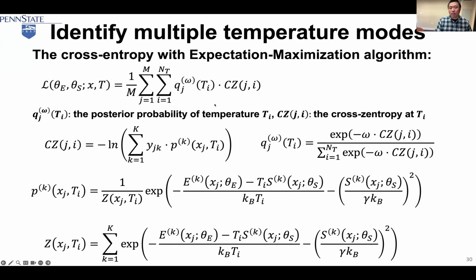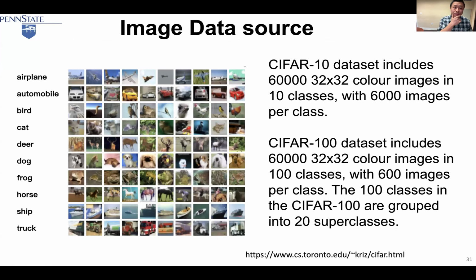So how do you compute this? You look at this one and you want to maximize it. For each component we have a cross entropy, where j and i are for the j-th data and the i-th temperature. Go through this, and then you can find the temperature for each component, each data point.